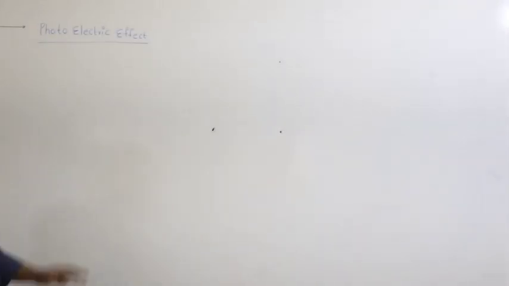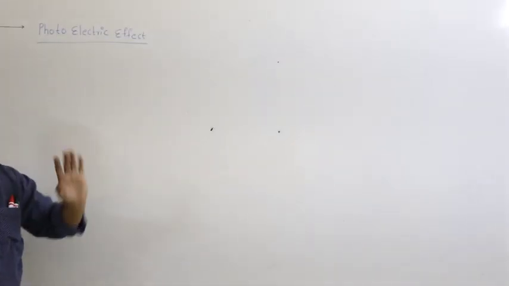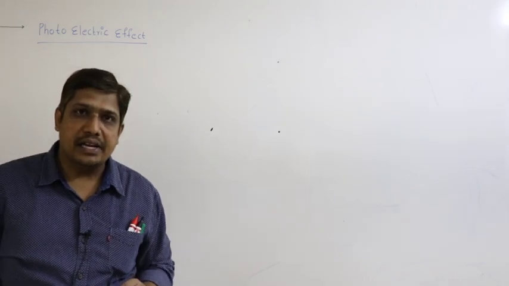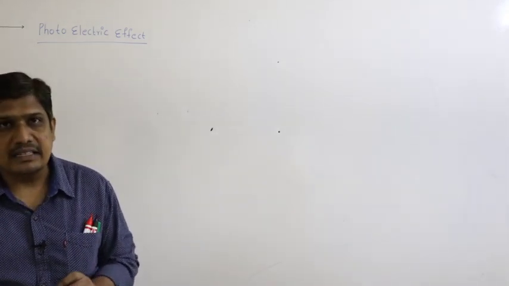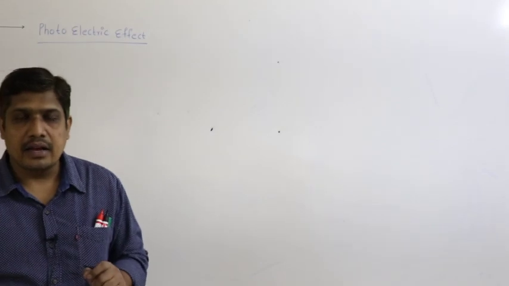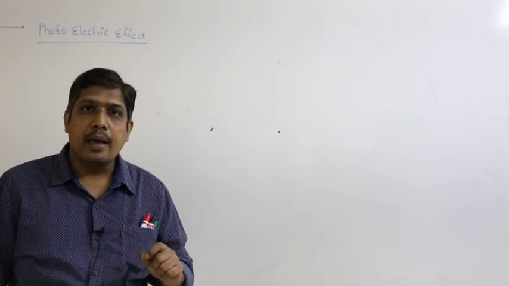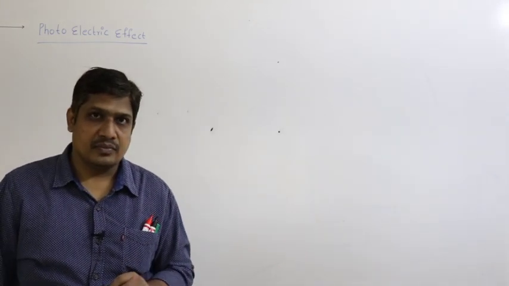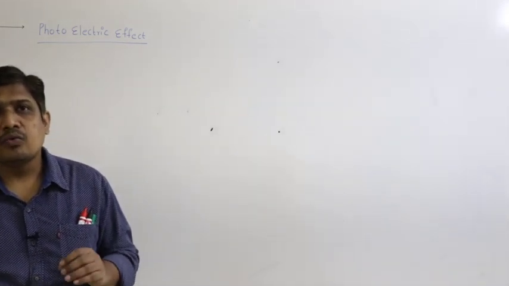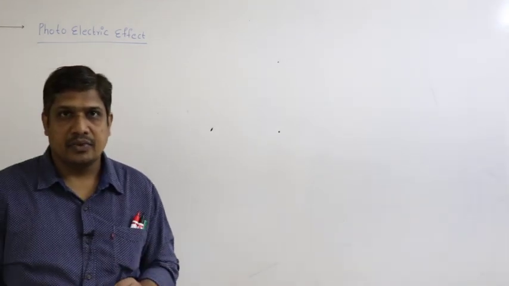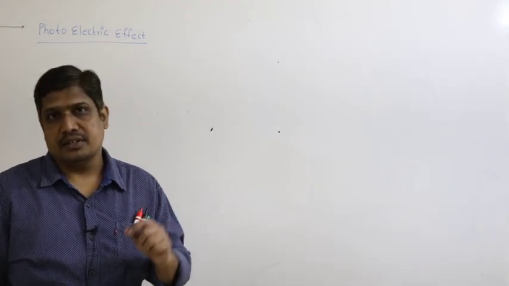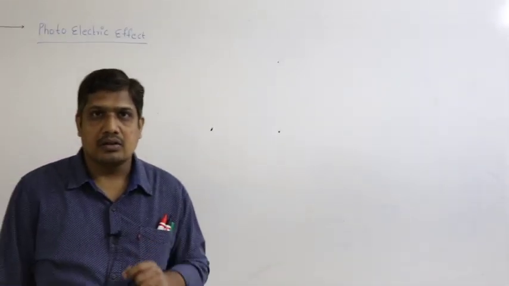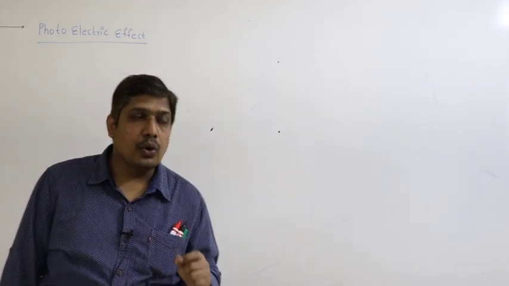Right. So next topic is photoelectric effect. What is photoelectric effect? When light radiation falls on a metal surface, electrons are ejected from the metal. This process we call it as photoelectric effect or photoelectric emission. The emitted electrons we call them as photoelectrons.